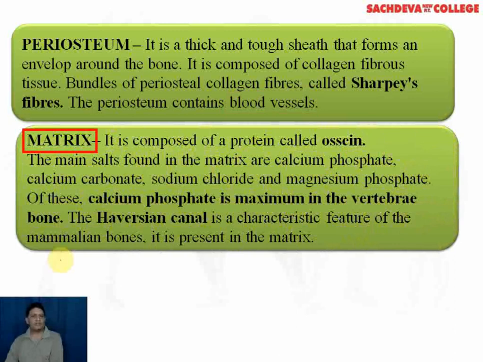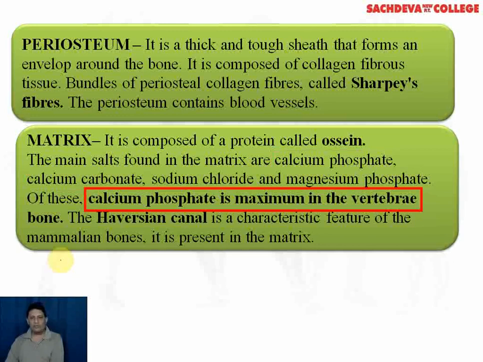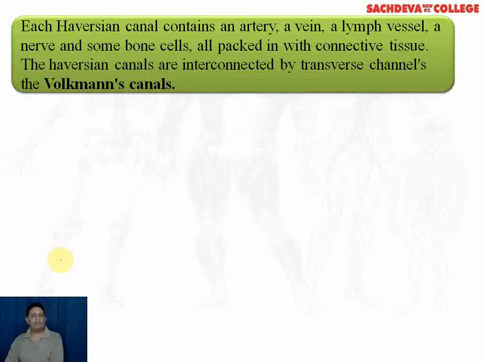The matrix. Matrix is composed of a protein called ossein. Matrix also contains some salts, which are calcium phosphate, calcium carbonate, sodium chloride, and magnesium phosphate. Of course, out of all these salts, calcium phosphate is maximum in the bone. The Haversian canal is a characteristic feature of the mammalian bones. Haversian canals are present in the matrix. If we see the structure of a Haversian canal, it contains an artery, a vein, lymph vessels, a nerve, and some bone cells, all packed with connective tissue.